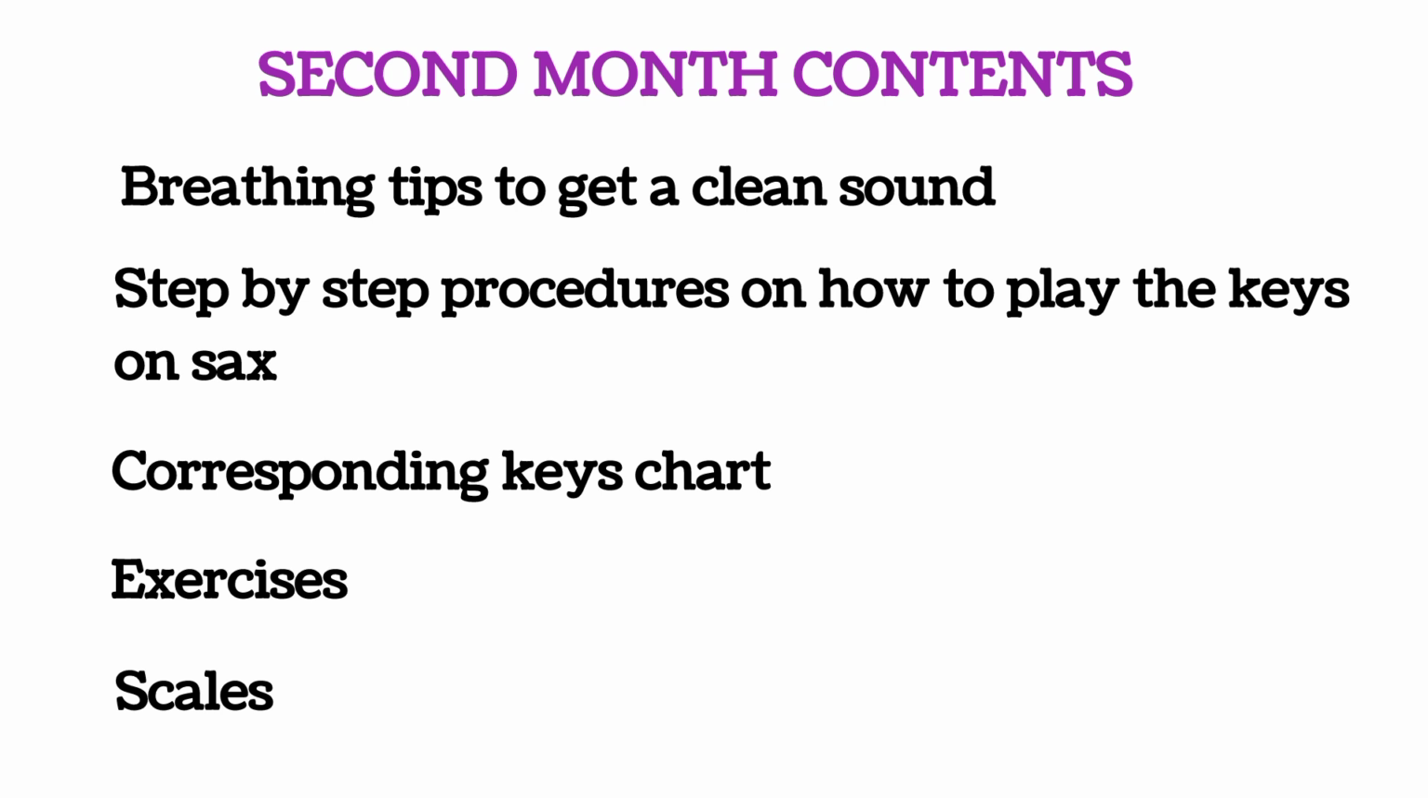We're going to start by exploring how you can identify the keys and their positions on the saxophone. Then we're going to pick these keys one after the other, so you get the concept of how to play them. Next, I'm going to give you the chart for the corresponding keys. For example, if you are learning how to play key C, the chart for key C is going to be supplied as well.